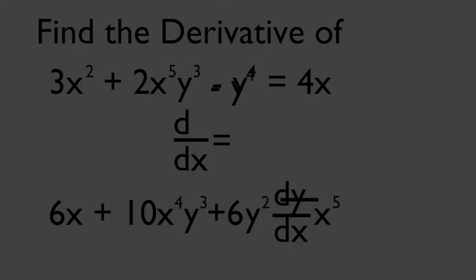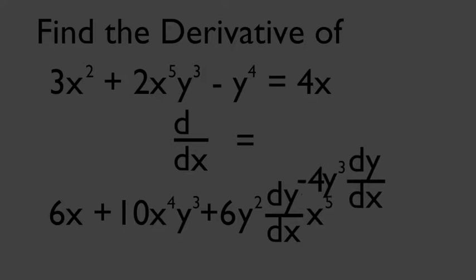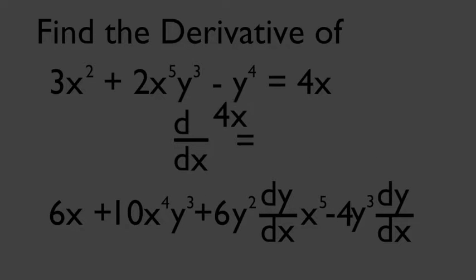Now to find the derivative of the next term, the negative y to the fourth, we can just use the power rule, bring the 4 over and in front, and then subtract 1 from the 4 to get the new power. So the derivative of this term is negative 4y cubed. And since our variable is y and not x, we do have to multiply it by the dy over dx. Taking the last term, the 4x, the derivative of that is just 4.